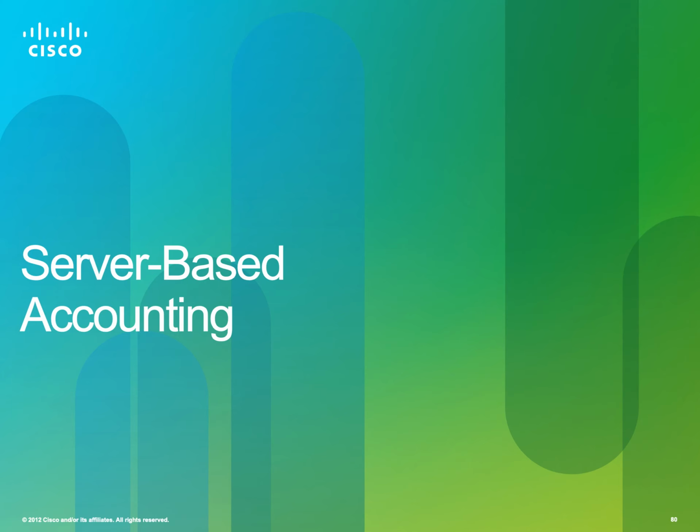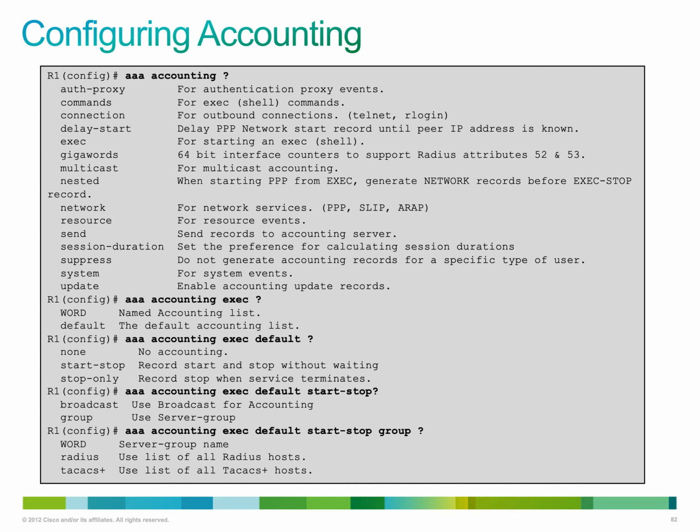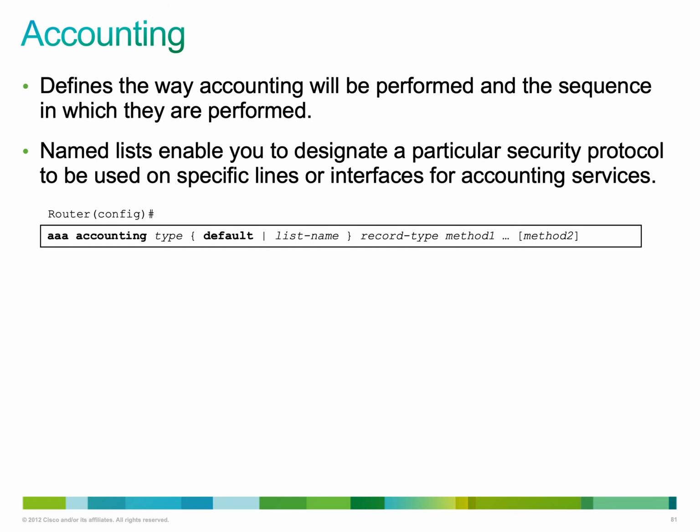Let's just move on. Now let's go to server-based accounting. For server-based accounting, like we said, accounting defines the way accounting will be performed and the sequence in which they will be performed. What is being done, what is recorded, what will be reported, and the sequence. So the name list is enabled to designate a particular security protocol to be used on these specific lines and interfaces for the accounting services that are being provided.